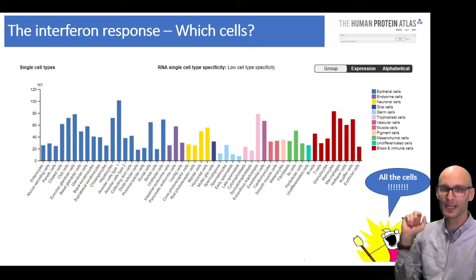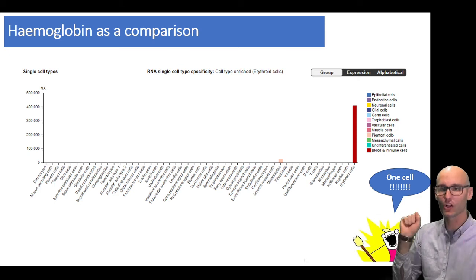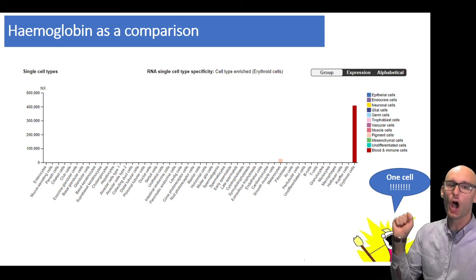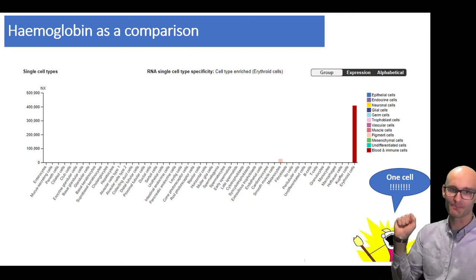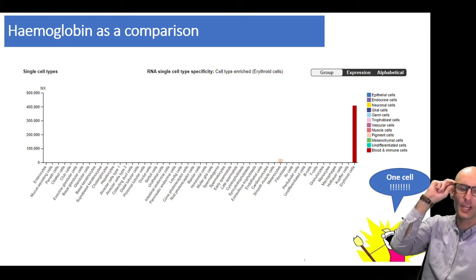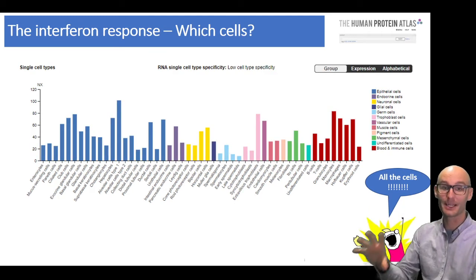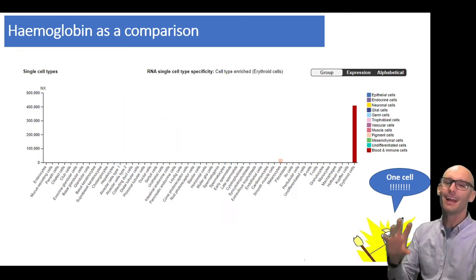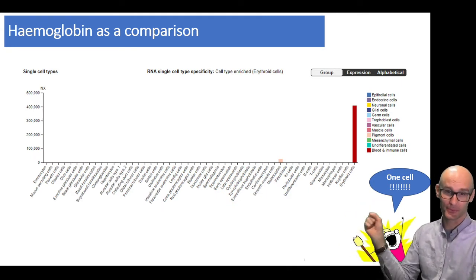Let me compare that, because it's a bit hard to understand what that graph means, to say hemoglobin. If we look at the gene hemoglobin, where is it expressed? Nowhere except for the blood cells, right? Erythrocytes. So that's a good comparison. Interferon receptors are expressed everywhere. Other genes are typically only expressed in one or two or a few cells.